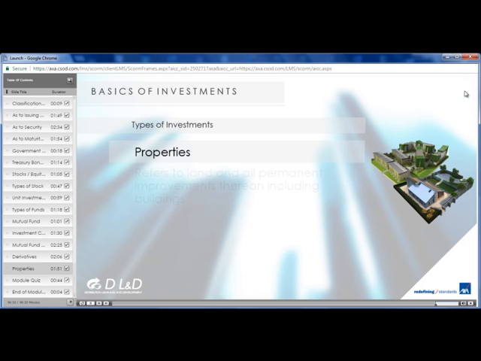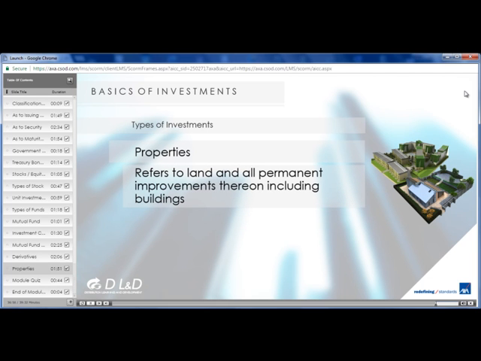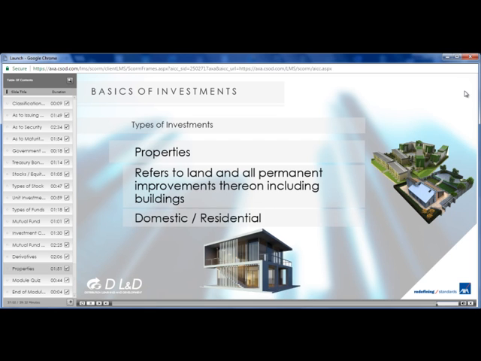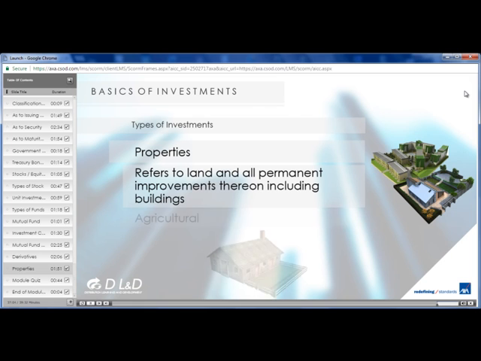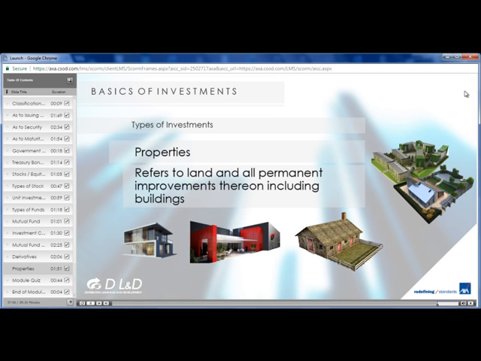Properties. Real estate refers to land and all permanent improvements thereon, including buildings. There are three types of real estate investments. These are domestic or residential, commercial or industrial, and agricultural. The price and value of the three types of real property generally depend on certain factors as follows.